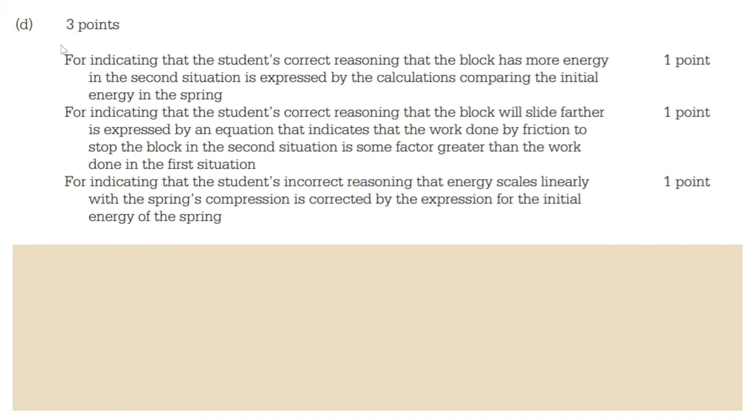1 point for indicating that the student's correct reasoning that the block will slide farther is expressed by an equation that indicates that the work that's done by friction is some factor greater than the work done in the first situation. And then 1 point for indicating that the student's incorrect reasoning that the energy scales linearly with the spring's compression is corrected by the expression for the initial energy in the spring.